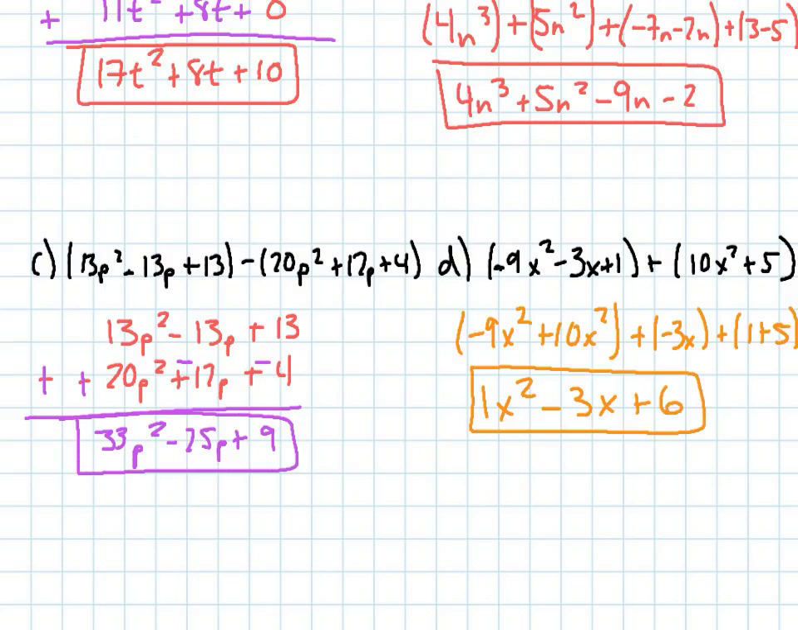Okay? So remember, pick a method and work with that one for all your problems. You don't need to do both, just one. And then also, when you distribute a negative through, make sure to distribute it to everything, not just one thing.